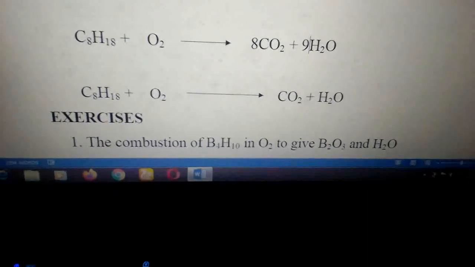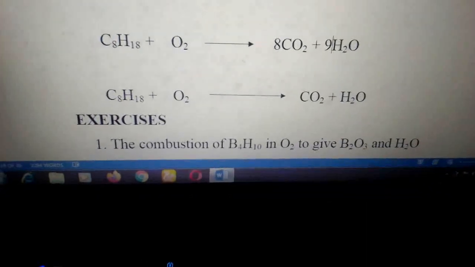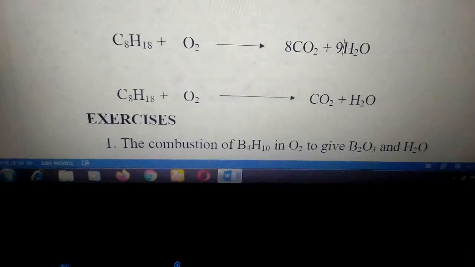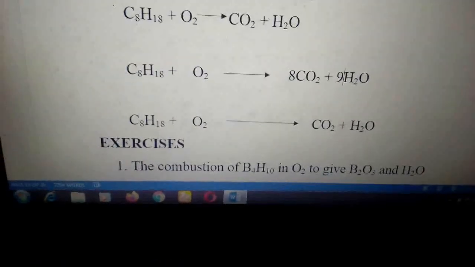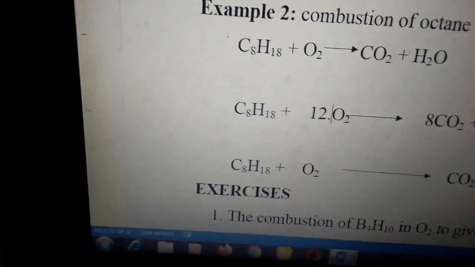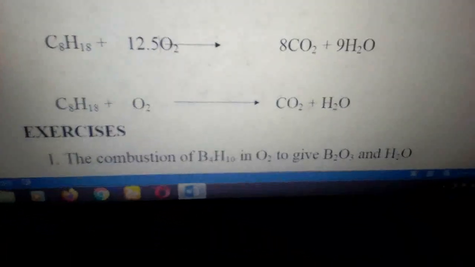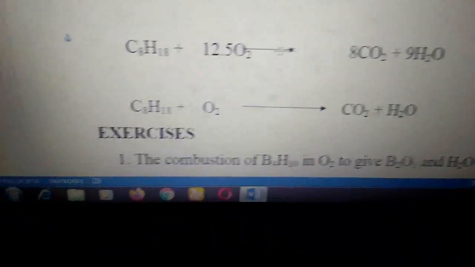So 25, we have 2 of oxygen on this side. So 25 is not an even number. So 2 cannot divide 25 unless with a remainder. So what we now do, we employ fraction. So divide 25 by 2, that will give us 12.5. So I'm going to write 12.5 in front of oxygen. So to have an equation, 12.5 for oxygen.